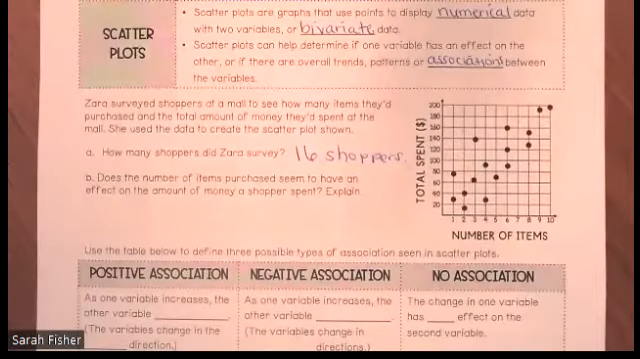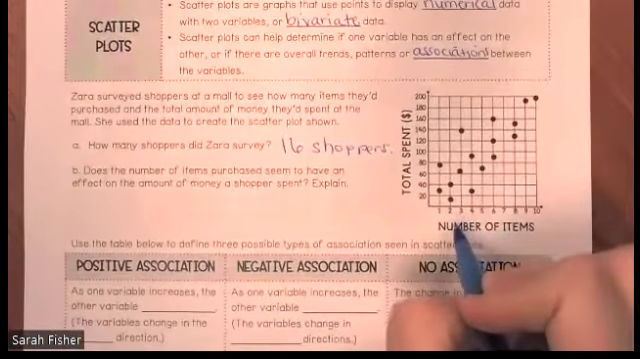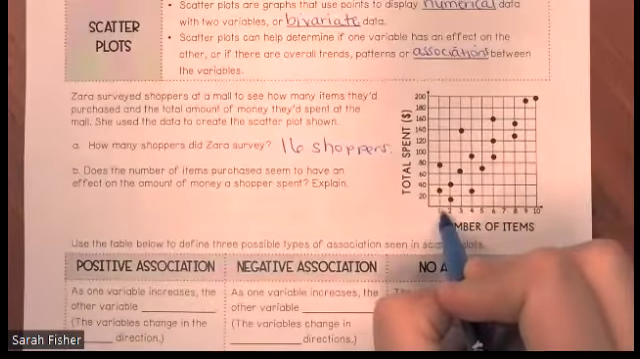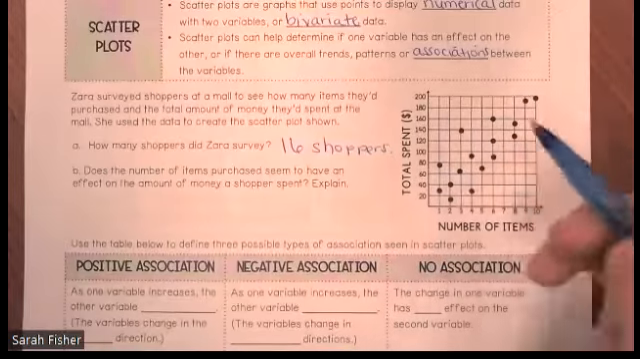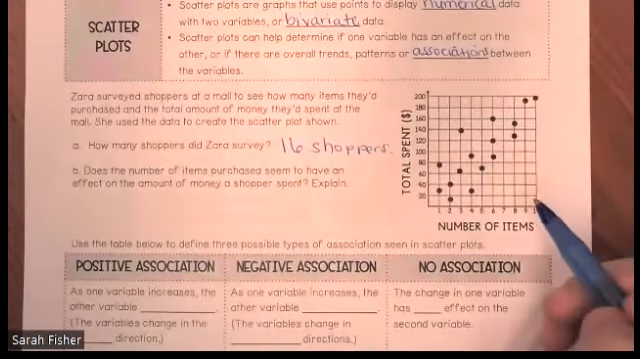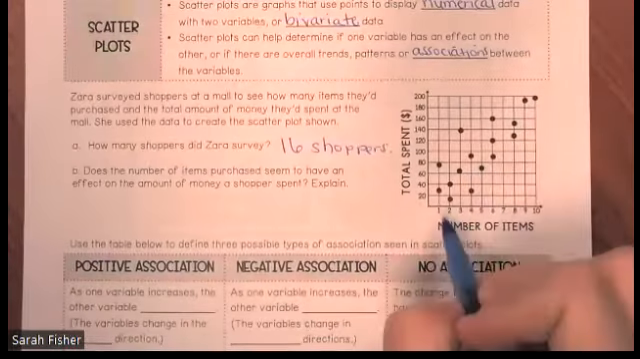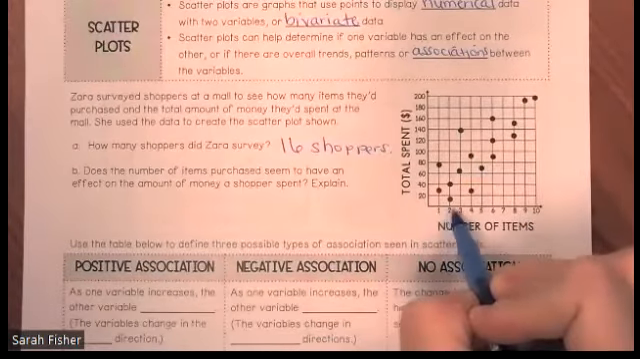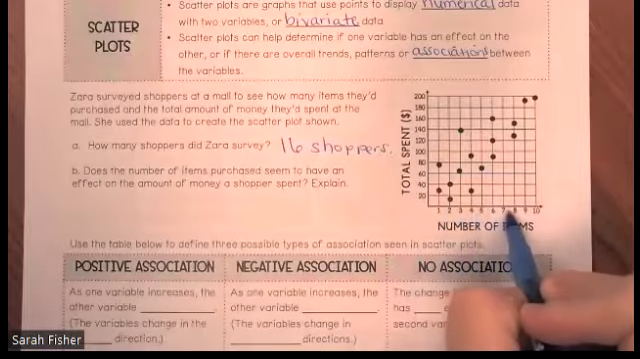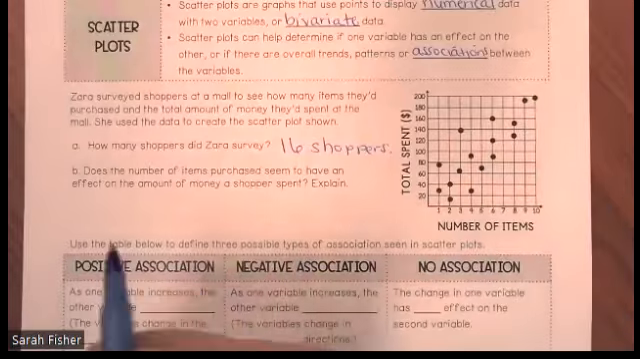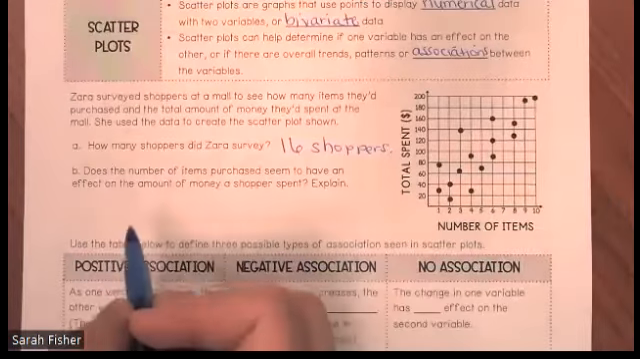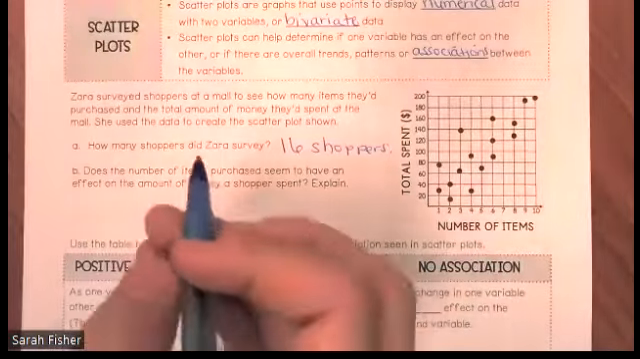Does the number of items purchased seem to have an effect on the amount of money a shopper spent? Explain. So let's look at the scatter plot. If we look at the x-axis, it represents number of items. The y-axis represents total amount spent. So it seems like the people who buy more items tend to spend more money.